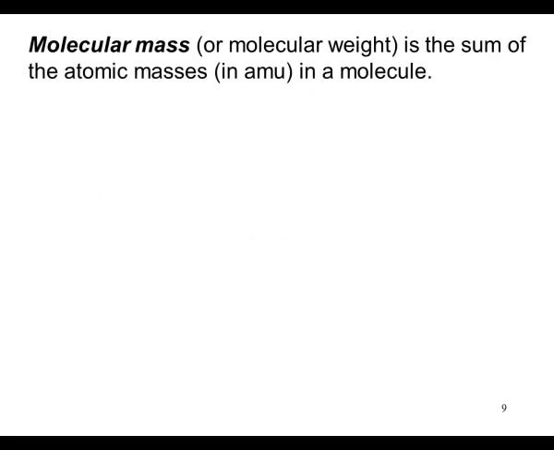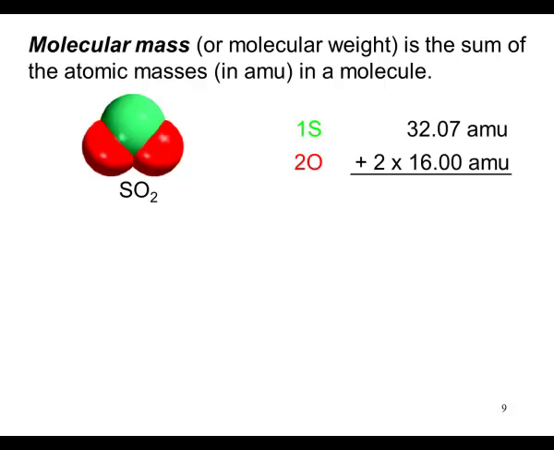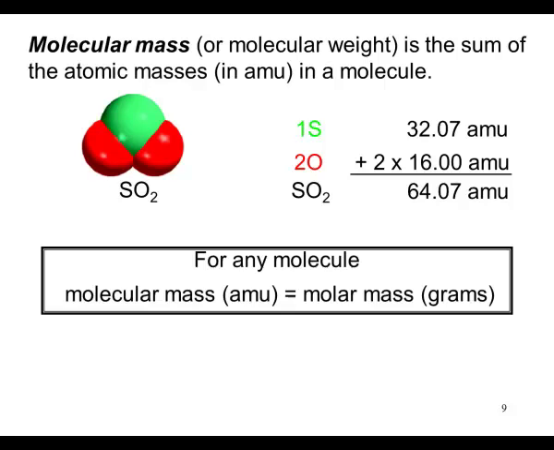Molecular mass, sometimes called molecular weight, chemists use mass and weight interchangeably, is the sum of the atomic masses in AMUs in a molecule. Here we have SO2, sulfur dioxide. 1 sulfur, 32.07 AMUs. We got that number from the periodic table. 2 oxygens, 2 times 16, calculates to 64.07 AMUs. That's the molecular mass.